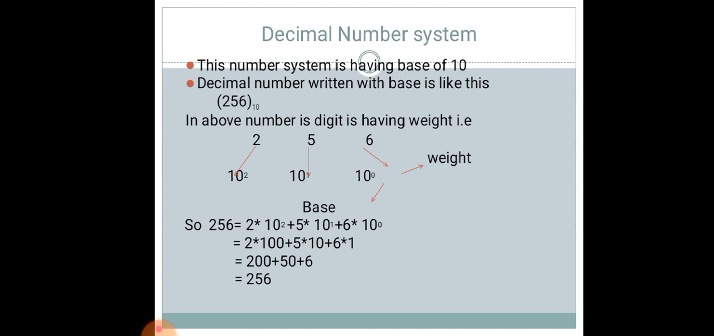So this is how the number is formed, with its weights, right?